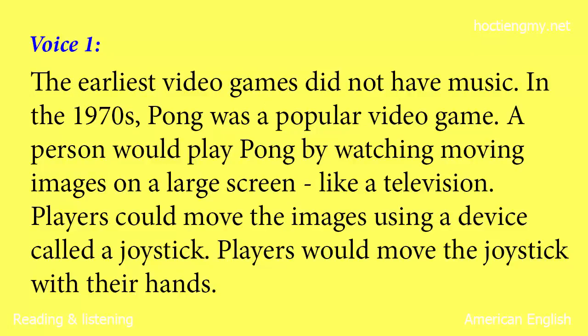The earliest video games did not have music. In the 1970s, Pong was a popular video game. A person would play Pong by watching moving images on a large screen, like a television. Players could move the images using a device called a joystick. Players would move the joystick with their hands.